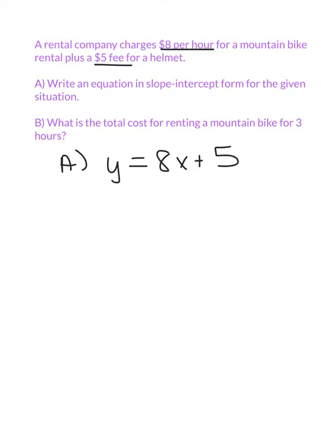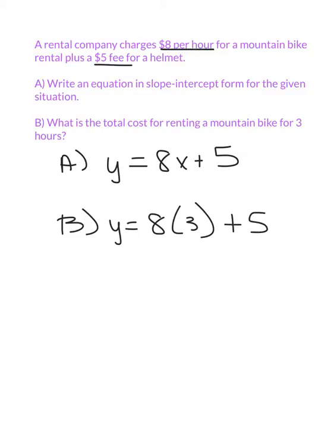Now we're ready for part B. It says, what is the total cost for renting a mountain bike for 3 hours? So I have y is equal to $8 an hour. My x value was the number of hours, so I'll multiply that 8 by 3, and then I have plus $5 for that helmet. So I have 24 plus 5. So my total cost for renting a mountain bike for 3 hours is $29.